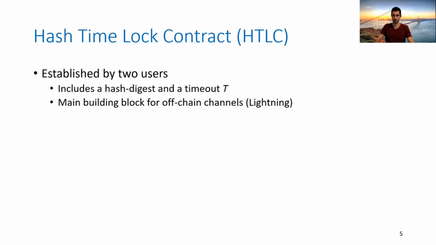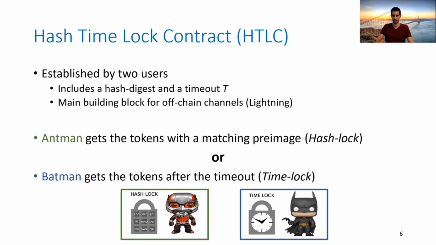Hash time lock contracts, HTLCs, are contracts established by two users, Ant-Man and Batman. They include the cryptographic hash function's output and the timeout T measured in blocks. HTLCs are the basic building block for many cryptocurrency constructions, like off-chain payment channels, atomic swaps, contingent payments, and so on. The HTLC predicate states that Ant-Man can get the tokens by revealing a matching preimage, or that Batman can get the tokens after the timeout elapses. We refer to these as a hash lock and a time lock, respectively.